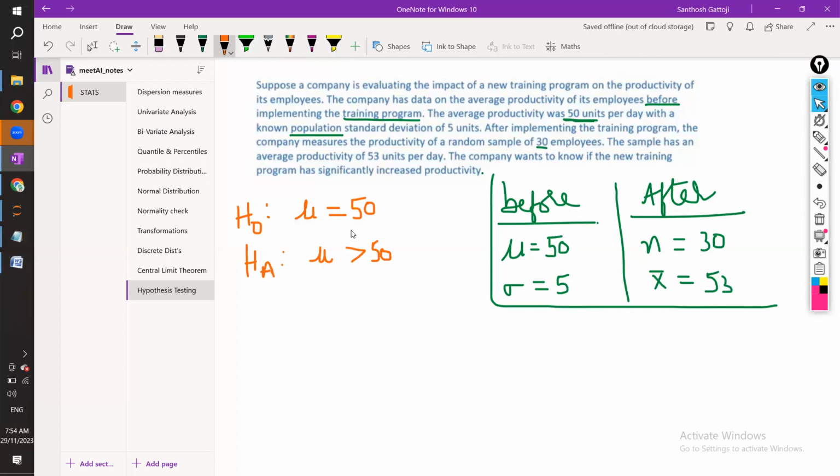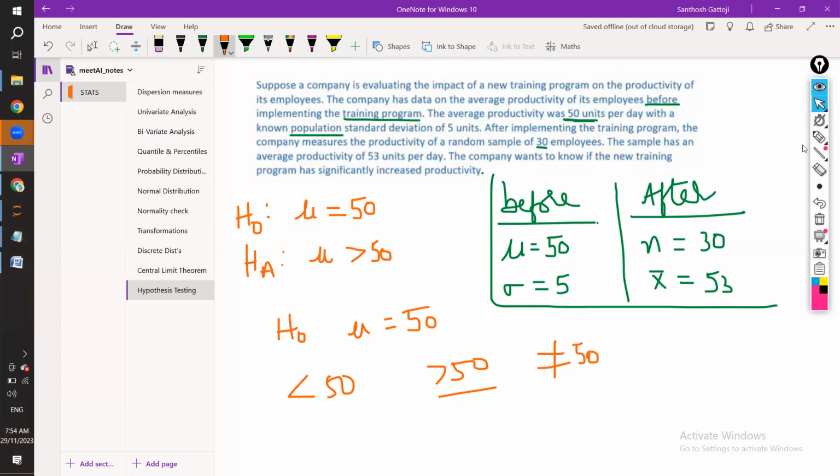Try to understand here. If the null is saying the mean is equal to 50, the alternate can say less than 50, greater than 50, or not equal to 50. It can contradict the null in any of these ways. But why did I choose greater than 50?